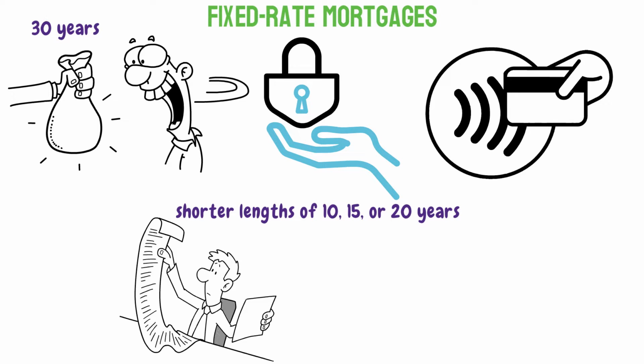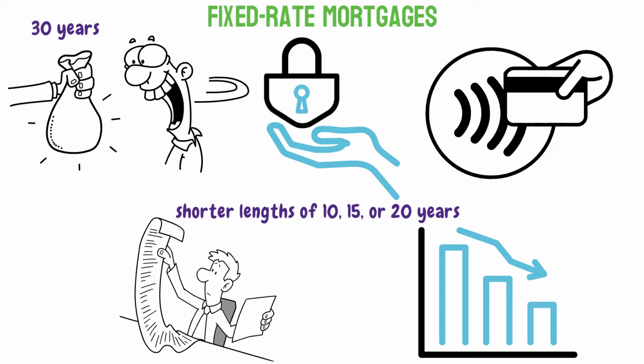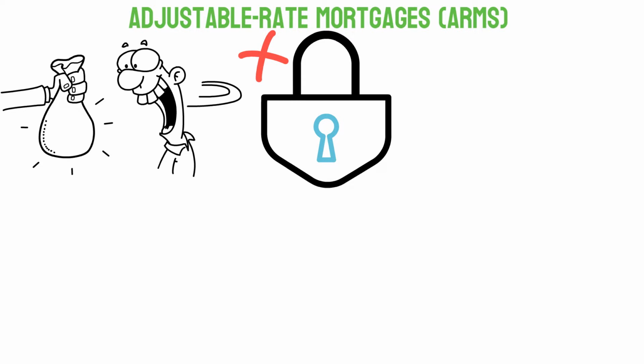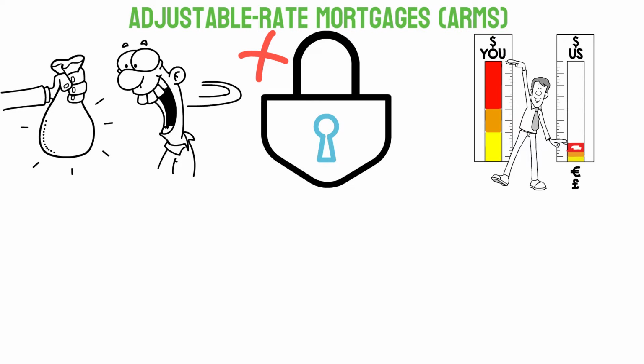Shorter loans require larger monthly payments but lower total interest costs. Adjustable rate mortgages (ARMs). Because the interest rate on an adjustable rate mortgage is not permanently locked in, the monthly payment will change over the life of the loan. Most ARMs have limits or caps on how much the interest rate can fluctuate, how often it can be changed, and how high it can go.